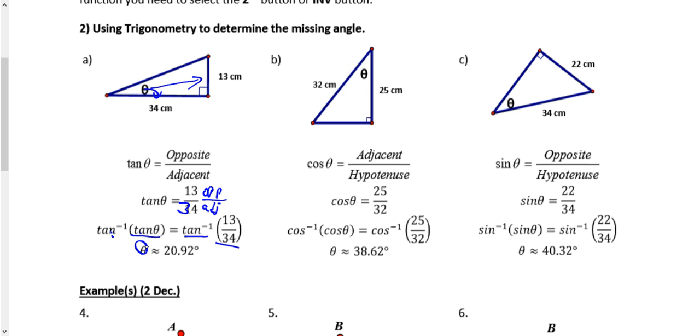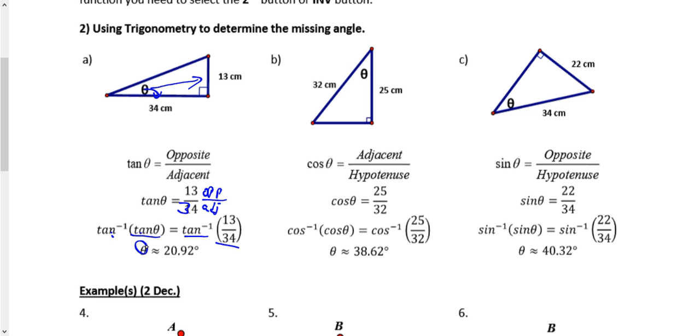Theta. Now, on your calculators, you see where it says sine, cosine, and tangent? Just above it, it says inverse sine, inverse cosine, inverse tangent. So what you'll do now is push second, inverse tangent, parentheses, 13 divided by 34. Close your parentheses. Make sure you close them, and then hit enter.